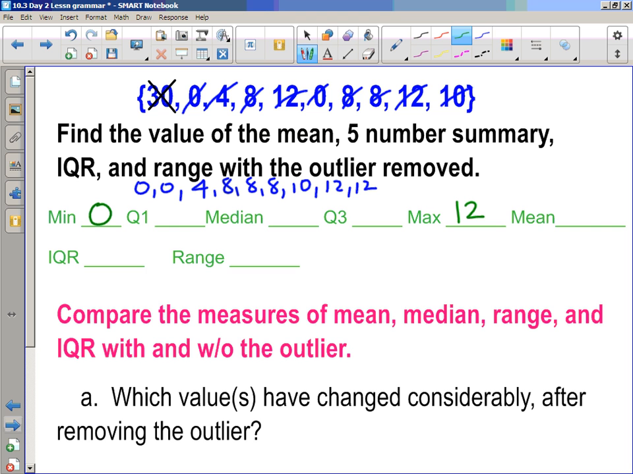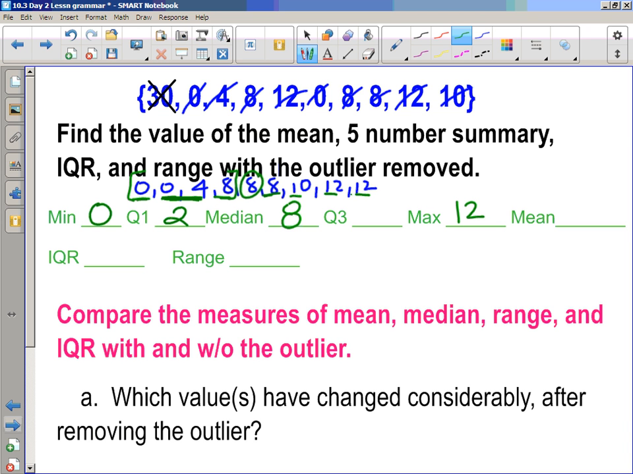All right, so then I find the median. And it's still 8, so the median hasn't changed. And then I find Q1. All right, remember when we get in the middle, we average them together. So 0 plus 4 is 4 divided by 2. Or you can think, what's exactly between 0 and 4? And the answer should be 2.